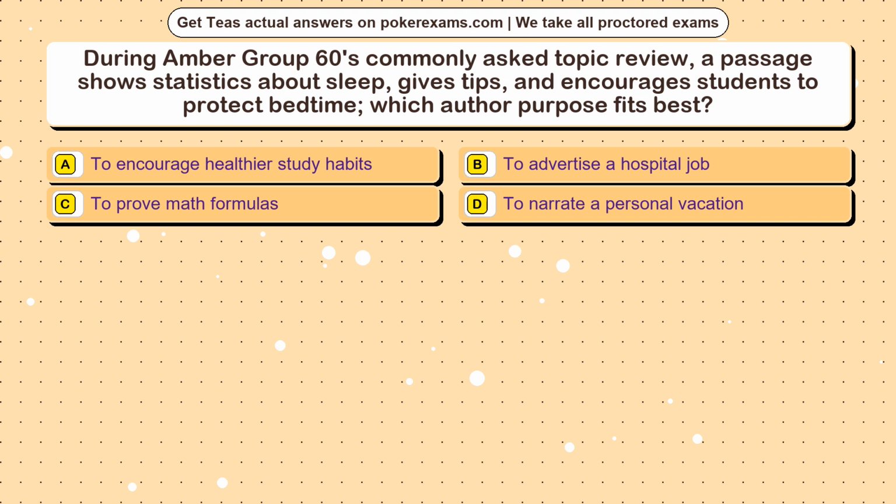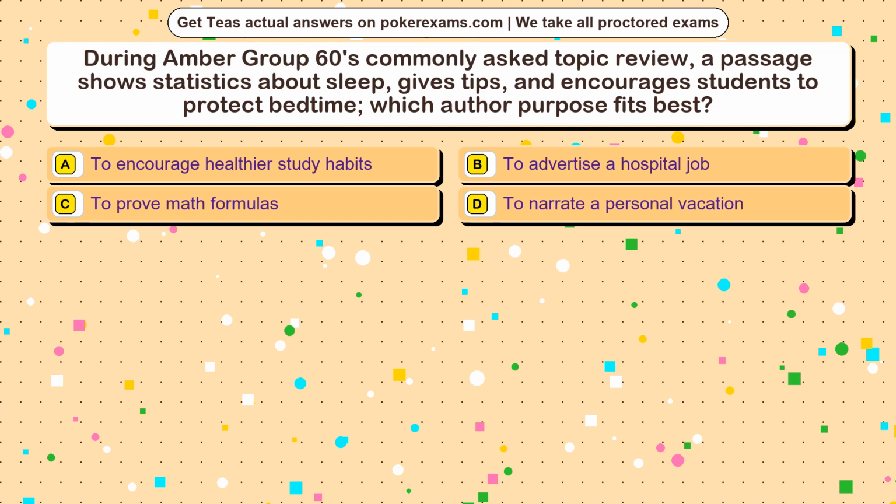Question 3. During Amber Group 60's commonly asked topic review, a passage shows statistics about sleep, gives tips, and encourages students to protect bedtime. Which author purpose fits best? Option A. To encourage healthier study habits. Option B. To advertise a hospital job. Option C. To prove math formulas. Option D. To narrate a personal vacation.